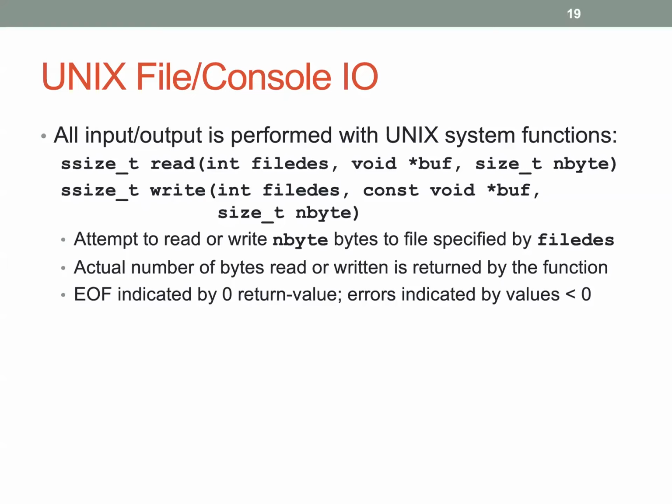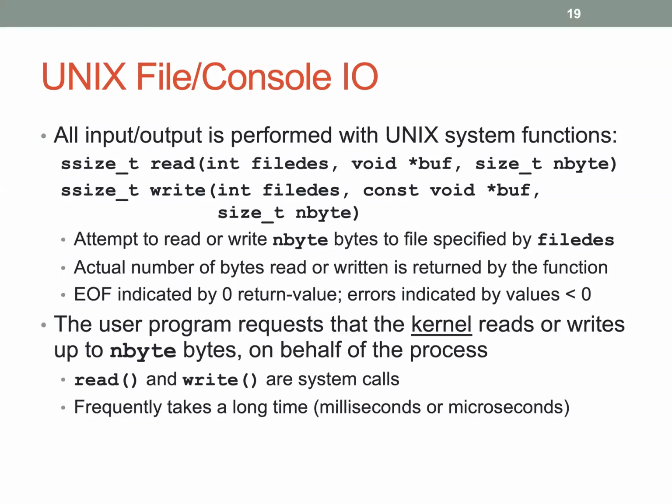Okay, so end of file is indicated by 0. So you try to read, you're at end of file, you get back a 0. Invalid file descriptor, or your buffer pointer is pointing into la la land, whatever: it's going to be a negative value. Okay, so the user program requests that the kernel reads or writes up to n bytes on behalf of the process.